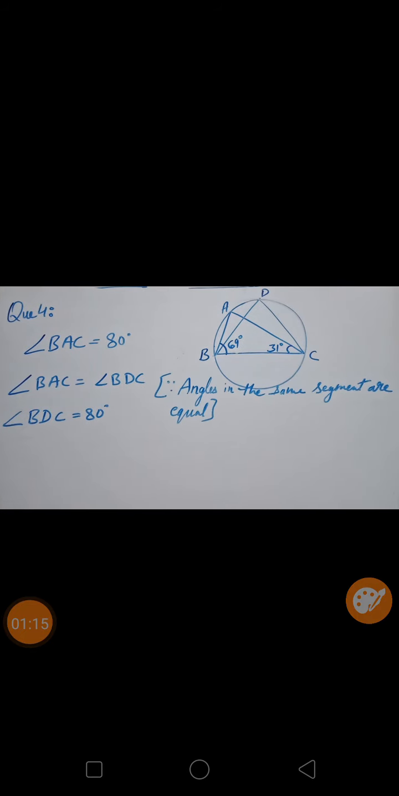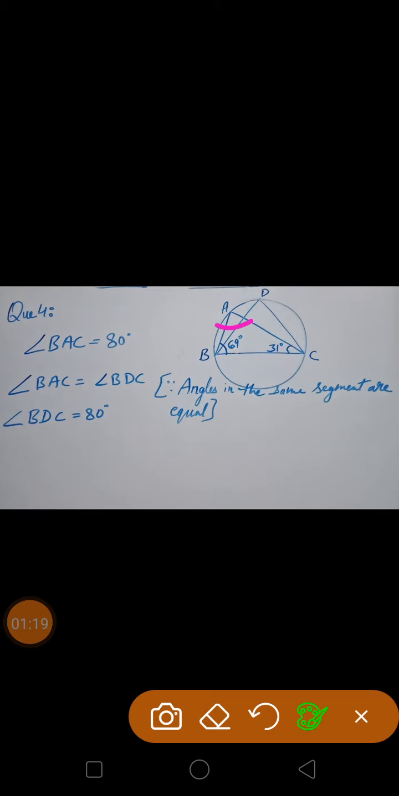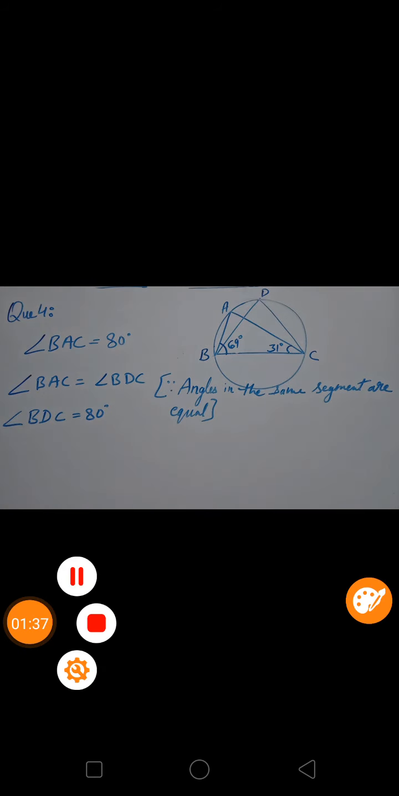Now if angle BAC is 80 degrees, if this angle is 80 degrees, so we can say that angle BDC is also 80 degrees. How are these two equal? Angles in the same segment are equal, we know that. So we can say angle BDC is also equal to 80 degrees. This is our required answer.